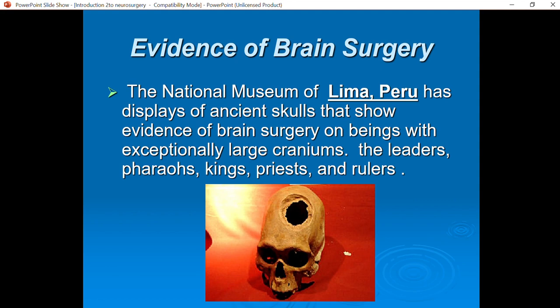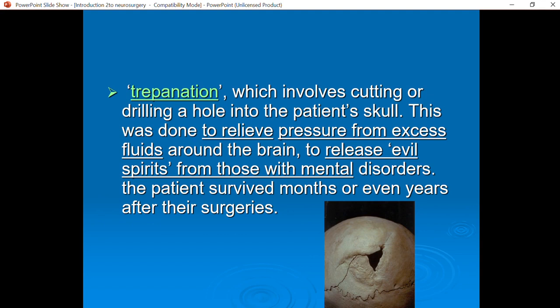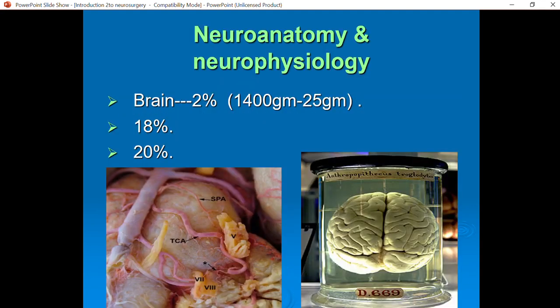This slide is just to show you that the neurosurgical procedures, cranioplasties, burr hole, even shunting procedures were done in ancient civilization by the Egyptians or Egyptian civilization and by the Red Indians in North and South America. Some basics about the neuroanatomy and neurophysiology.